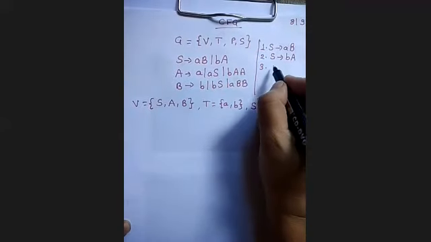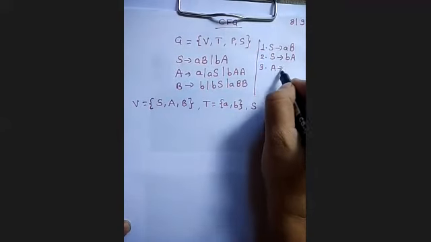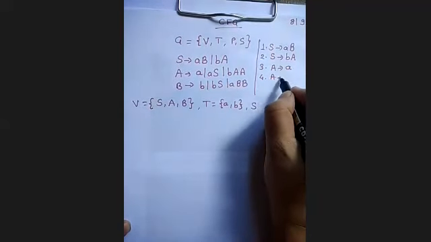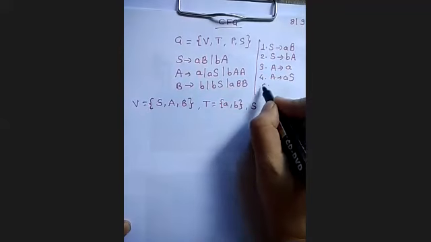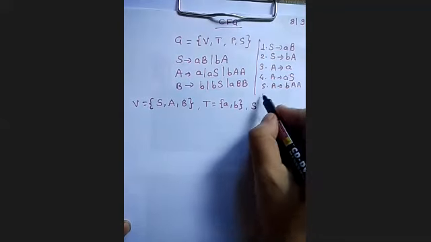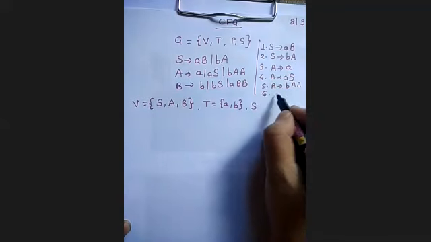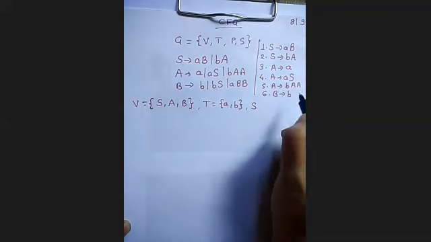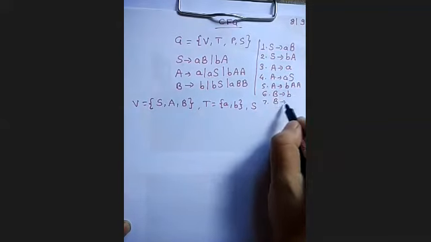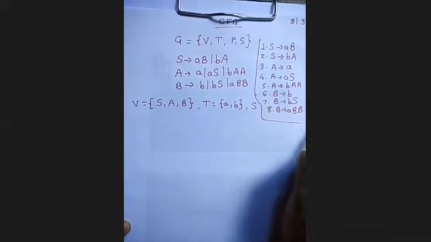For A, there are 3 productions. So I'll write one by one. A gives a. Then A gives AS. Fifth production is what? Starting with A, there are 3 production rules for A. A gives BAA. Then the 6th rule here is B gives b. 7th rule, B gives BS. 8th rule, B gives ABB. So there are 8 rules given here.